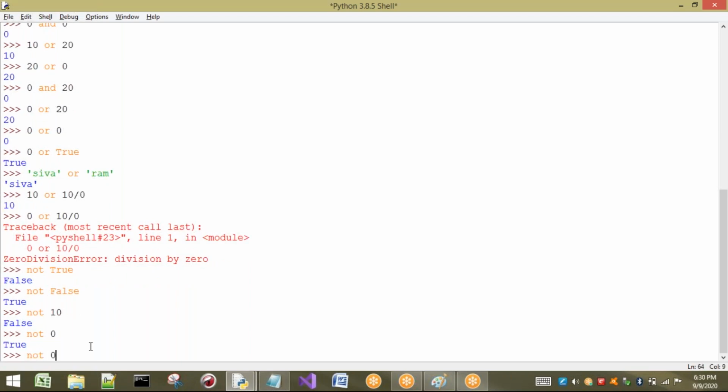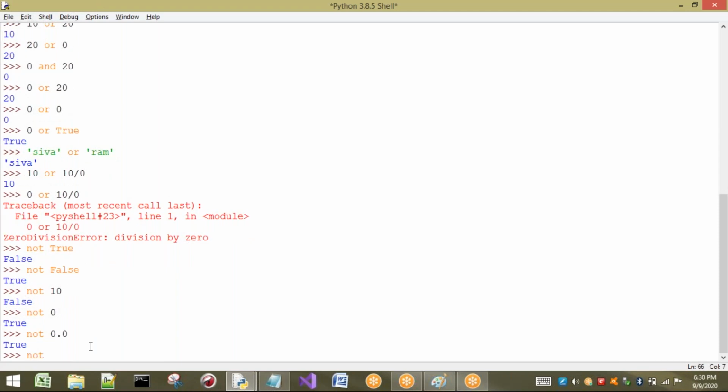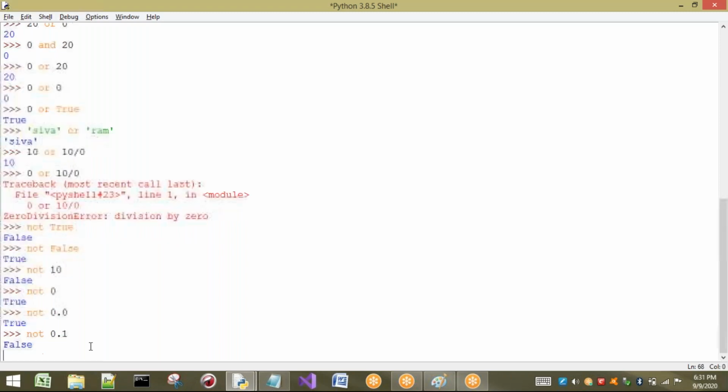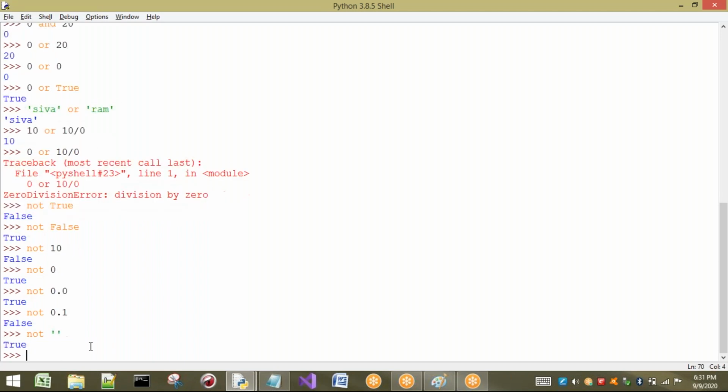Next, not 0.0, automatically you are going to get true. Not 0.1, here you have to understand: is it a zero value? No, it is a non-zero value. So non-zero value means true, and not true is false. Next, I will take not empty string. Now what happens? Empty string is false. Not false means true.